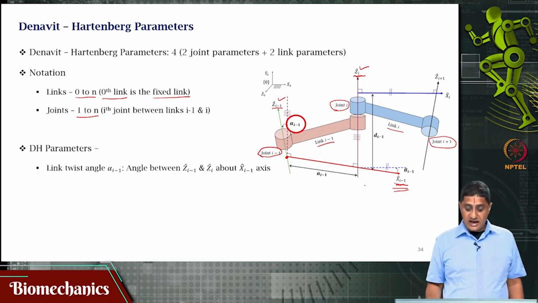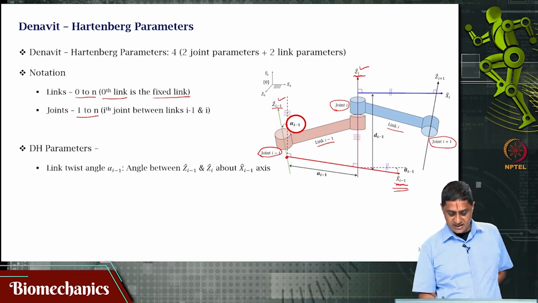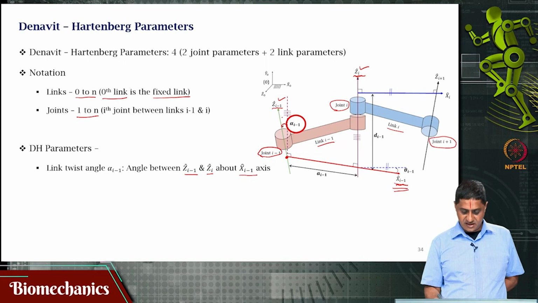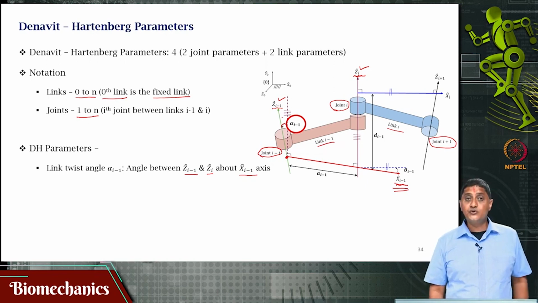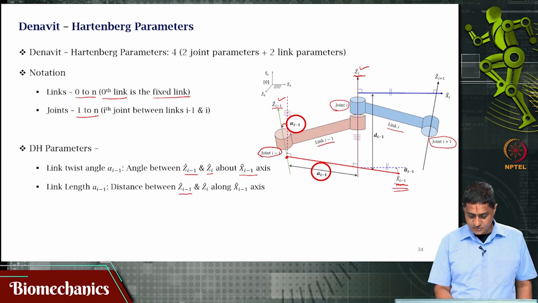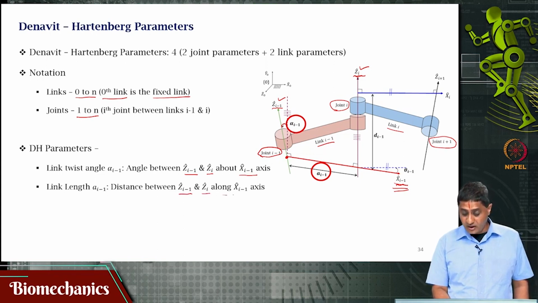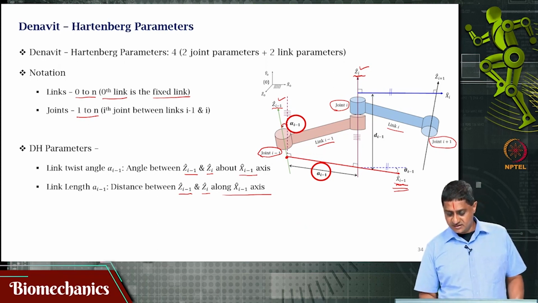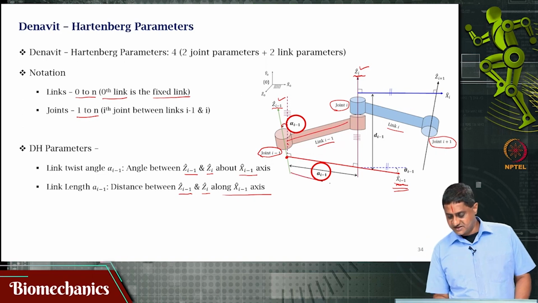One is alpha i minus 1, this is the angle between z i minus 1 axis and z i axis about the x i minus 1 axis. Okay. This is that angle, that is alpha i minus 1, this is called the link twist angle. Then link length a i minus 1, this is the distance between z i minus 1 and z i axis along the x i minus 1 axis. Remember, that is not this link length, rather this distance.